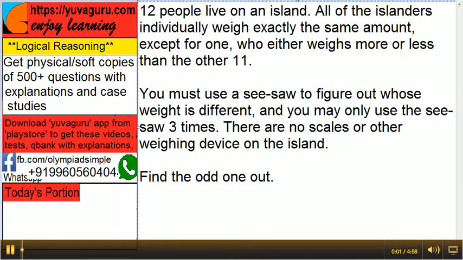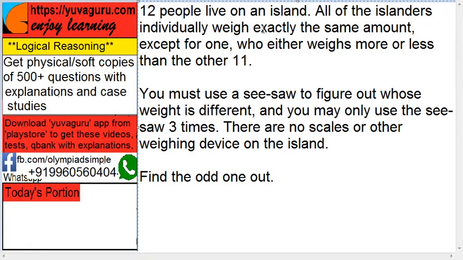The problem is 12 people live on an island. All the islanders individually weigh exactly the same amount except the one who either weighs more or less than the other 11. You must use a seesaw to figure out whose weight is different. You may only use the seesaw 3 times. There are no scales or other weighing devices on the island. Find the odd one out.